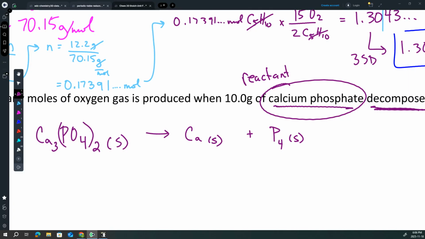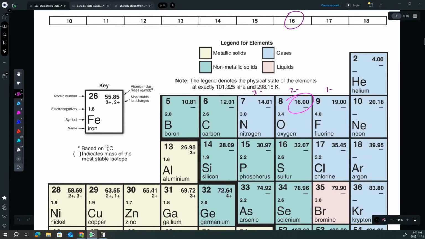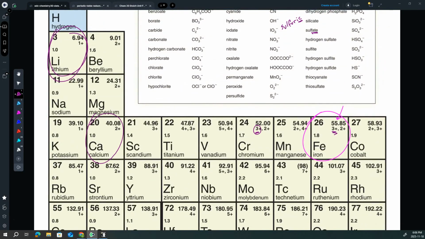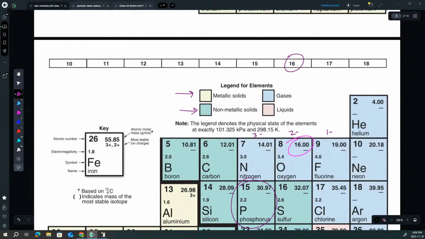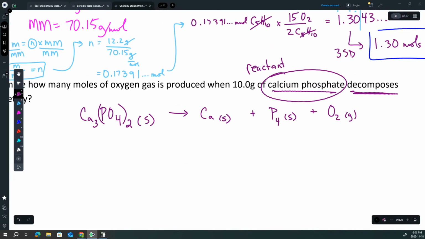So how I'm figuring out the states of these elements is I'm going to the periodic table, I'm checking out the color, I'm saying, okay, that's green. Green means non-metallic solid. For calcium, it's yellow. Yellow means a metallic solid. So that's how I'm getting the states there. Okay, my last product is going to be oxygen. Oxygen's blue, which means it's a gas. Reminder, oxygen is a diatomic element, so whenever it's by itself, there's always 2 of them. All right, so that's our skeleton equation.